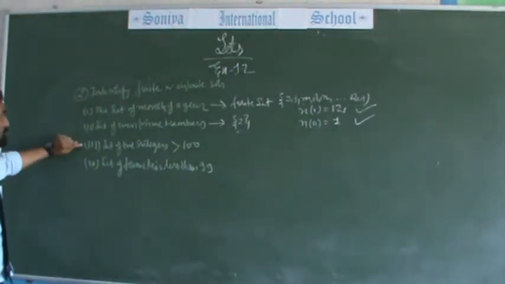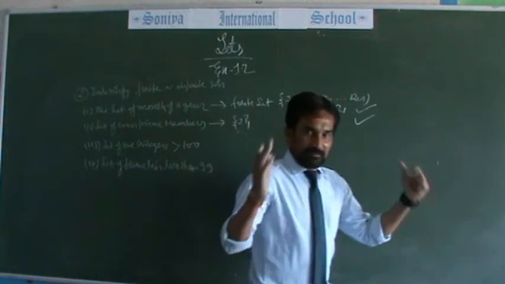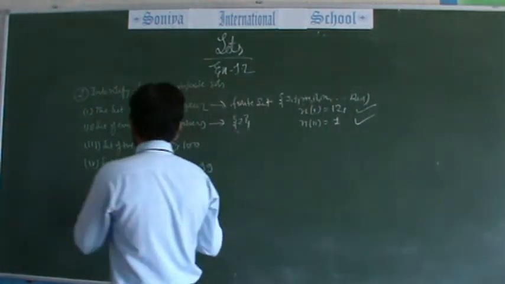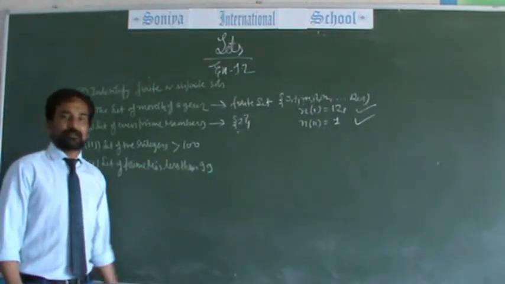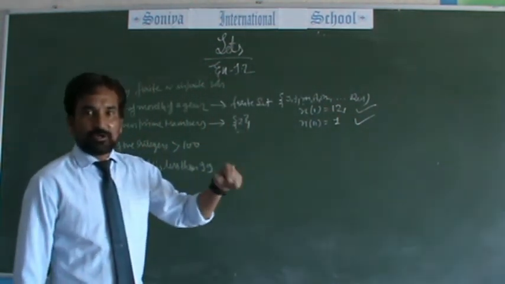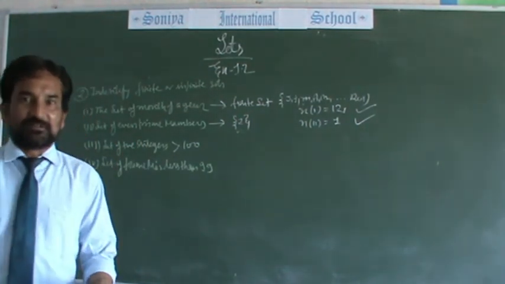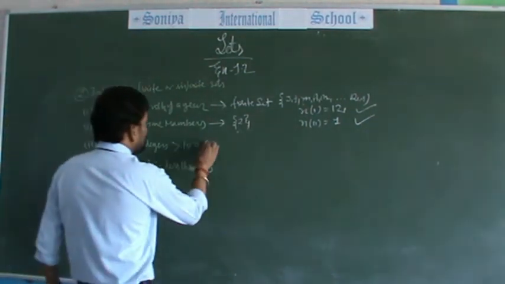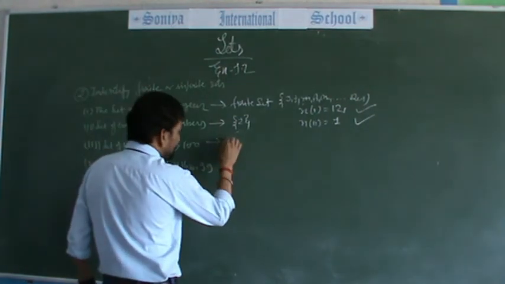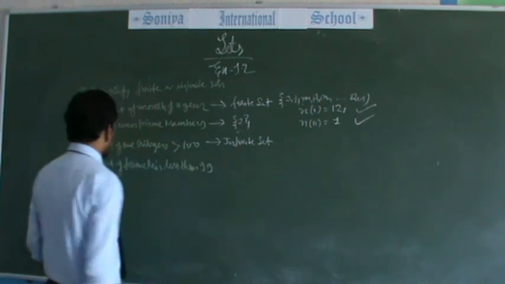Now come to the third question. Set of positive integers greater than 100. What are the elements? Think about that. What are the elements in the set which are greater than 100? 101, 102, 577, 1,02,200, and so on. So it goes up to infinity. We cannot know all the elements or how many elements are in this set. So this is an example of infinite set.